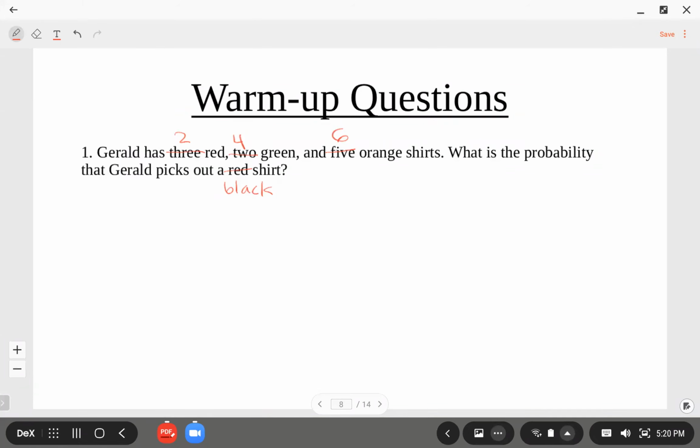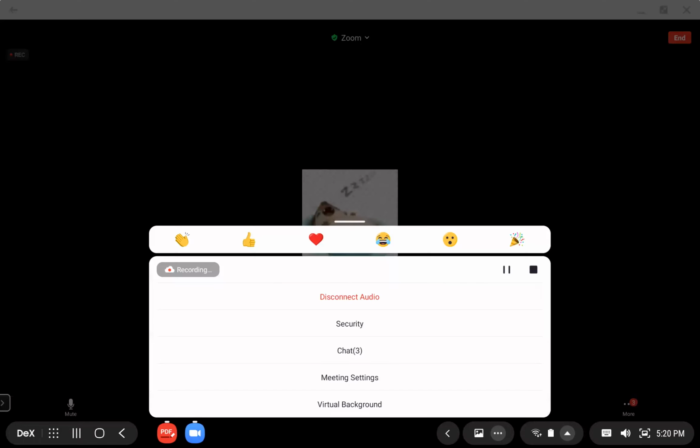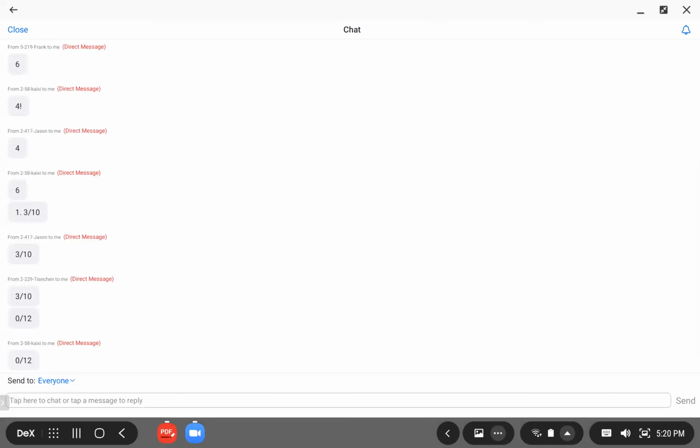Now try to do this one. Gerald has 2 red, 4 green, and 6 orange shirts. What is the probability that Gerald picks out a black shirt? What is the probability of picking out a black shirt out of all these other shirts? Tian Chen, very good, 0 out of 12, and Kaixi also says 0 out of 12. Exactly. The answer is going to be 0. Very good.